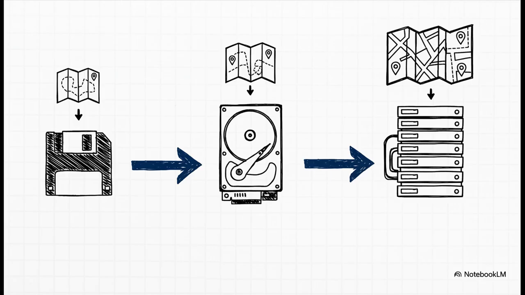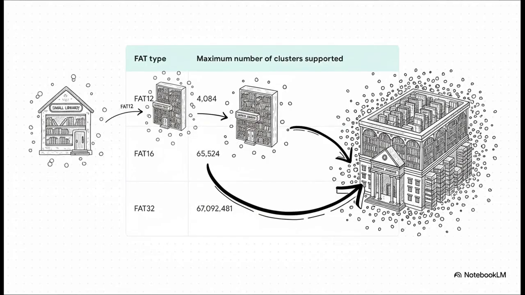That number you see after the word FAT, like 12, 16, or 32, that tells you how many bits are used for each entry on the map. And that number directly controls just how many shelves, or clusters, our librarian can possibly keep track of. And just look at the jump here. It's kind of wild. FAT12 could handle just over 4,000 clusters. Not bad for its day.